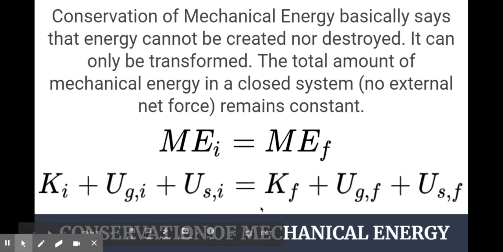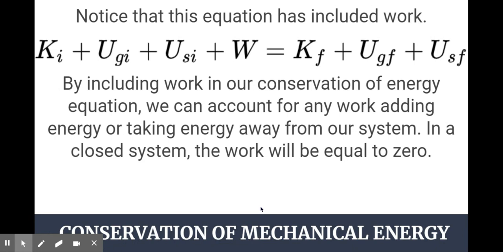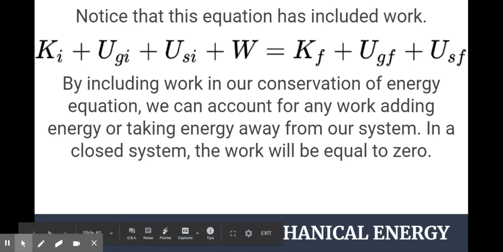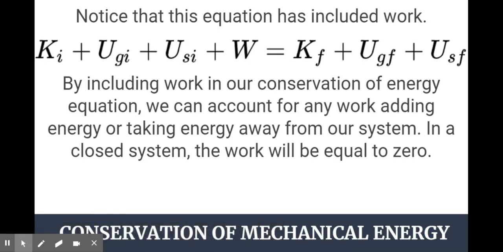All right. Now, let's modify that equation slightly. It's exactly the same, except in this case, I've added work. By including work in our conservation of energy equation, we can account for any external forces adding energy or taking energy away from our system. So if we're dealing with a closed system, no external net force, then the work involved will just equal zero.